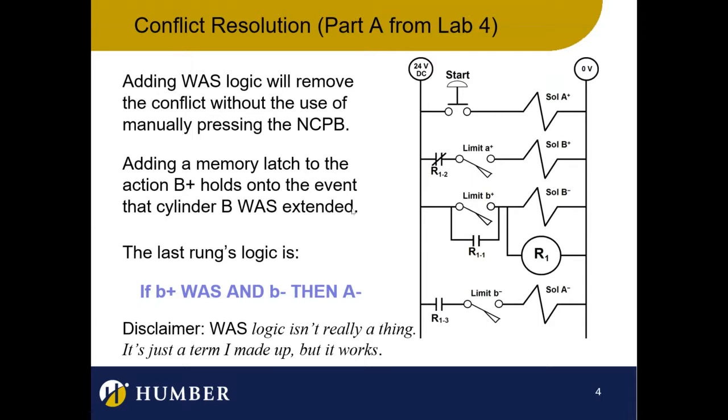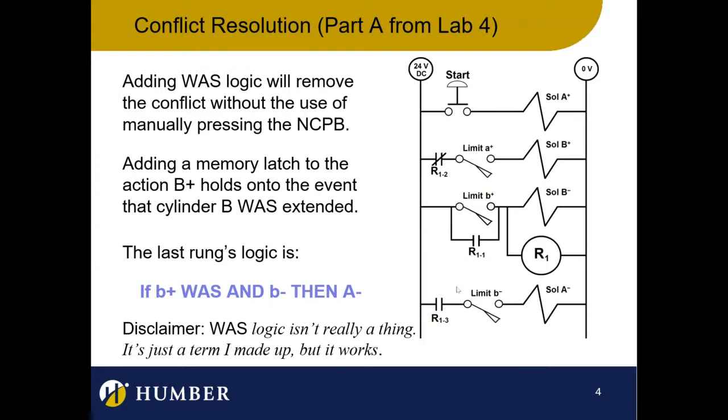So when we're taking a look at this, we're going to add a relay, and we're going to add something called was logic. Okay, the was logic will remove the need for the normally closed push button. What's going on here is that we're adding what's called a memory latch. It's remembering the event of cylinder B extending, and then it's going to allow this rung to happen. Now, this rung doesn't happen until the very end. The problem was that this rung was already energized before I even pressed this button. But now, because this is open, where's that coming from? Here. This is not going to close until this happens.